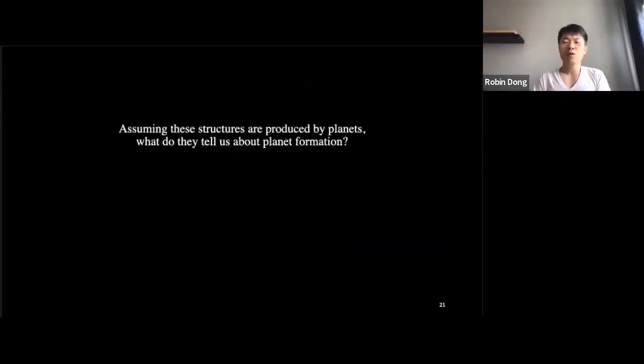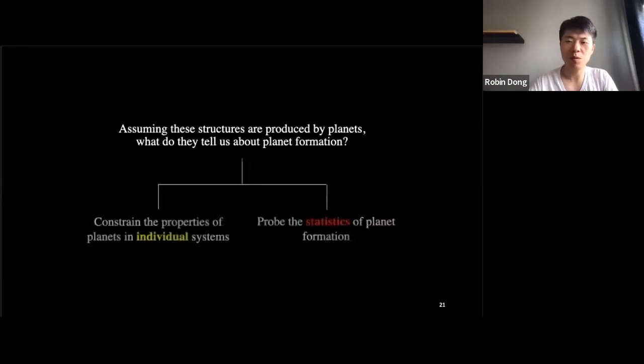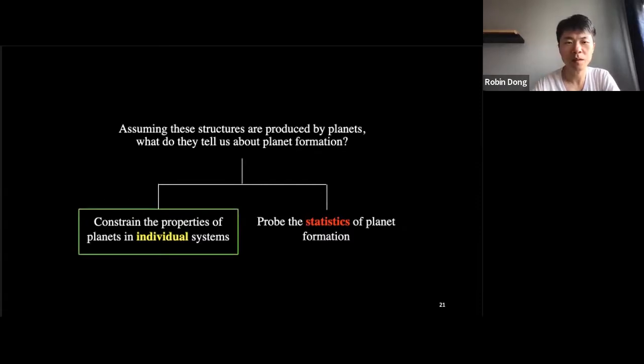All right. We have seen examples of structures in disks, and we see a disk-planet interaction may be able to reproduce them. So now, assuming that's the case, what do these observations teach us about planet formation? Well, I think there are two basic things we can do here. So first, we can constrain the properties of planets in individual systems. And once we have a large enough sample, we should be able to say something about the statistics of planet formation. So let's talk about properties of planets in individual systems first.